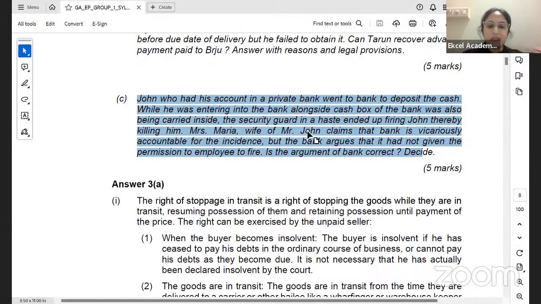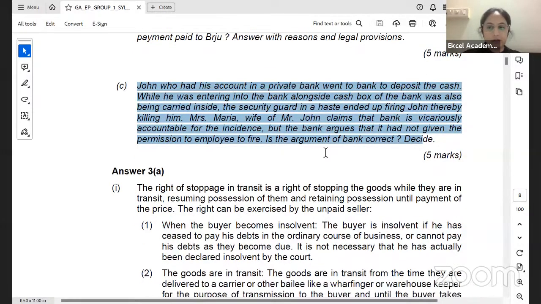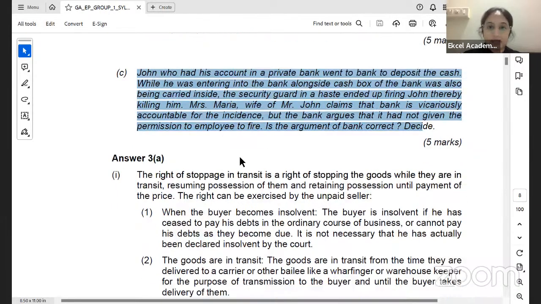Okay, see, while he was entering the bank, the cash box of the bank was also being carried inside. So the security guard, in haste, in an urgency, ended up firing at John, thereby killing him. Now, the wife of John, Mrs. Maria, claims that the bank is vicariously accountable. Correct? Because the servant has made the mistake, the master is also responsible. So they are trying to file a case against the bank.